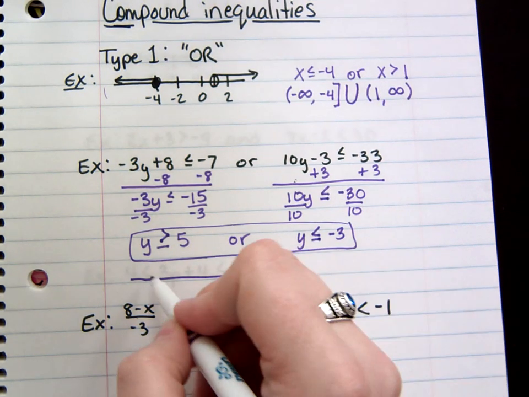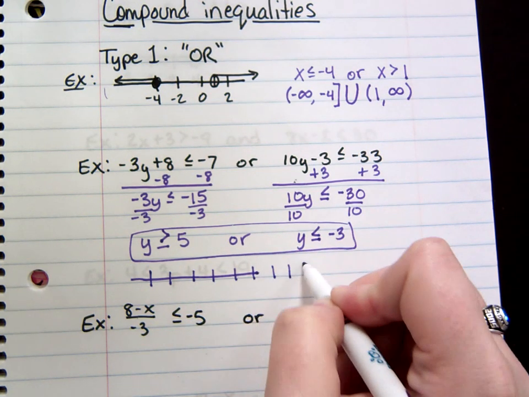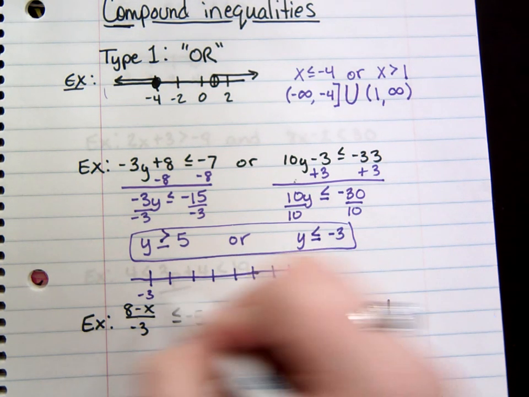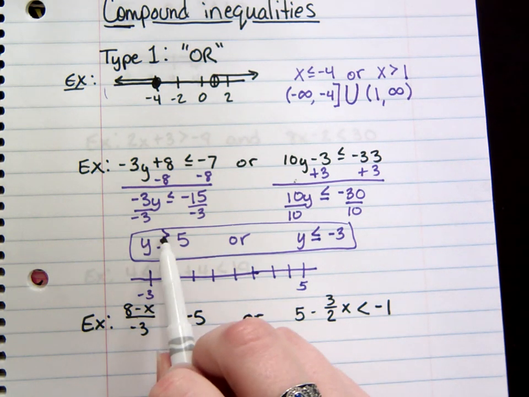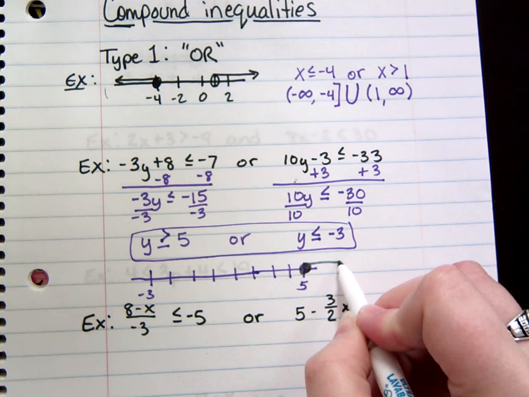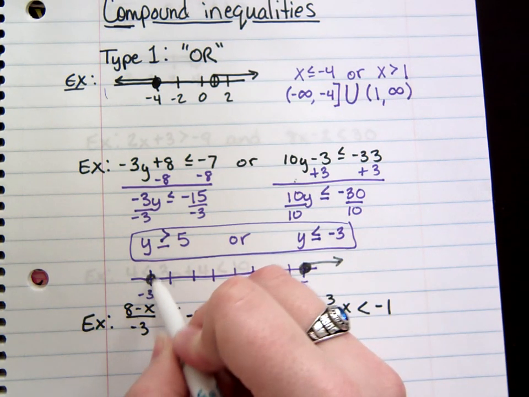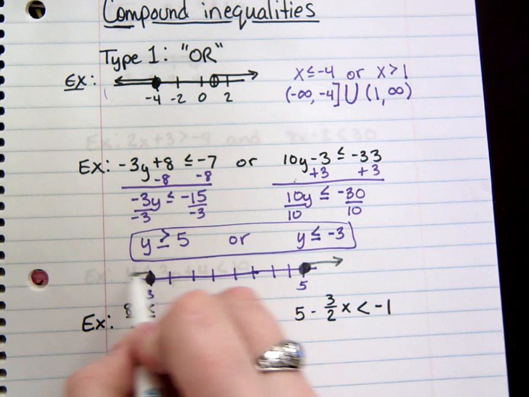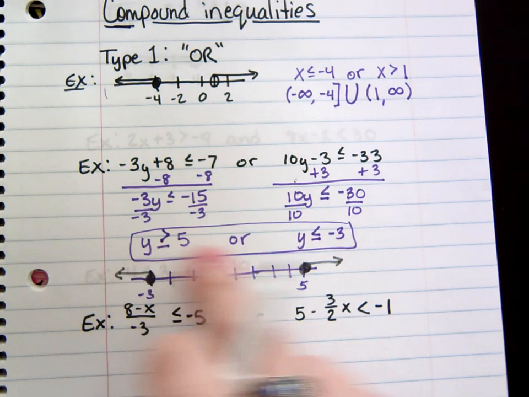Alright, so negative 3, 2, 1, 0, 1, 2, 3, 4, 5. So for y greater than or equal to 5, I'm going to have a closed dot at 5, and it goes to the right. For less than or equal to negative 3, I have a closed dot at negative 3, and it goes to the left. That is these inequalities graphed on a number line.